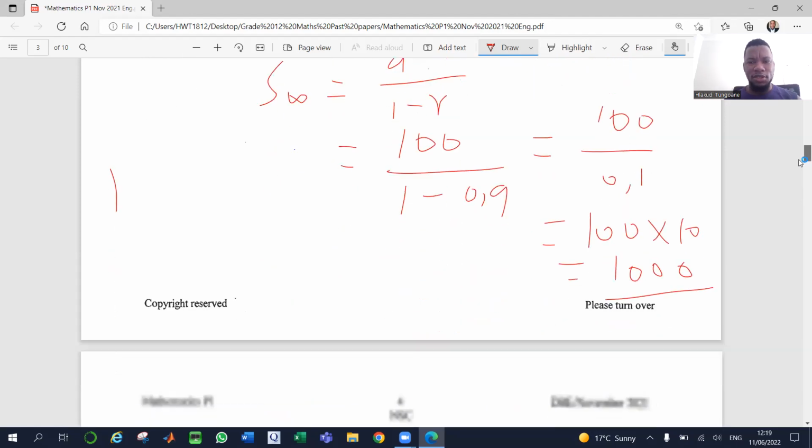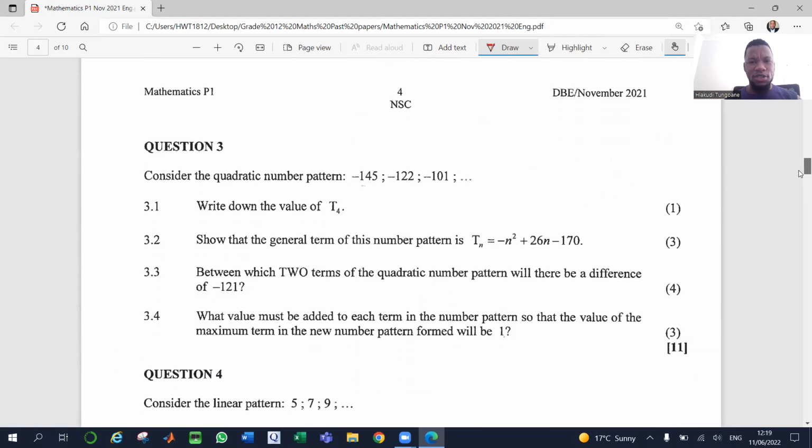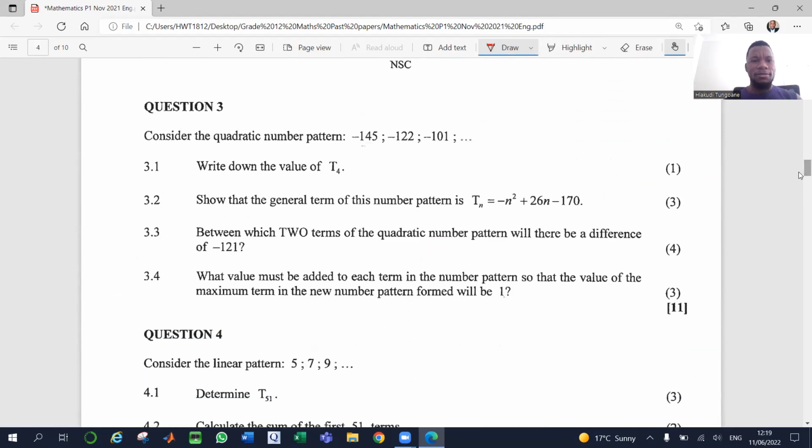The second question was saying consider a quadratic number pattern: minus 145, minus 1, minus 1 over 1. So they already told you this is a quadratic number pattern. At the back of your mind, you should be thinking that the second difference of this sequence should be constant, and the first difference of this sequence is what? An arithmetic sequence, right?